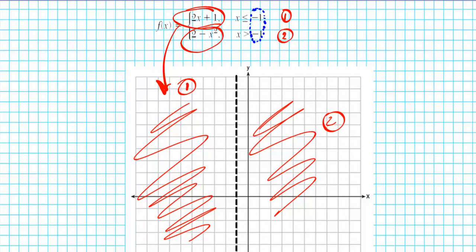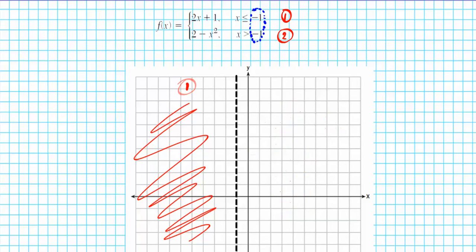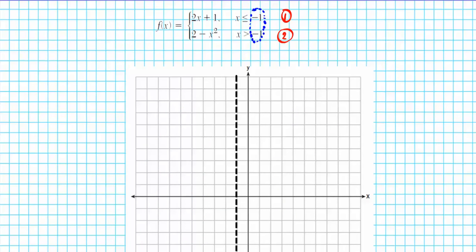And then we're going to take this quadratic function that has been reflected and shifted. We're going to graph it in plane 2, excluding the line. Okay? All right, so let's do it. The first one is just a line, so we can do that by hand. We don't need to use a calculator.